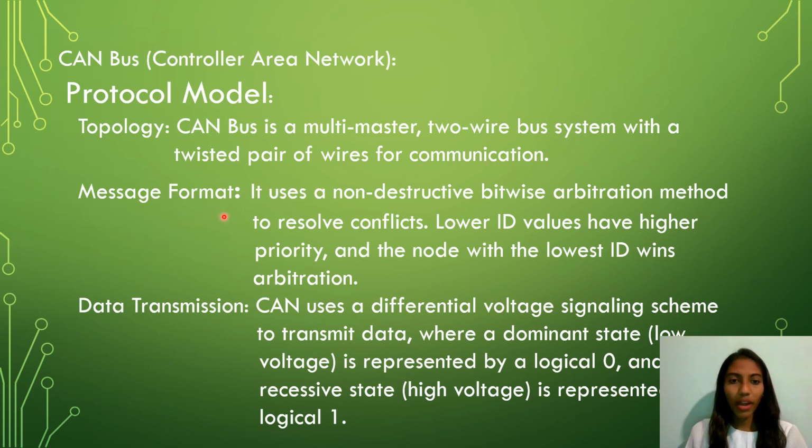And its message format, it uses a non-destructive bitwise arbitration method to resolve the conflicts. Lower ID values have higher priority and the node with the lowest ID wins arbitration. Data transmission: CAN bus uses differential voltage signaling scheme to transmit data, where the dominant low voltage is represented by the logical 0 and the recessive state, that is the highest voltage, is represented by the logic 1.